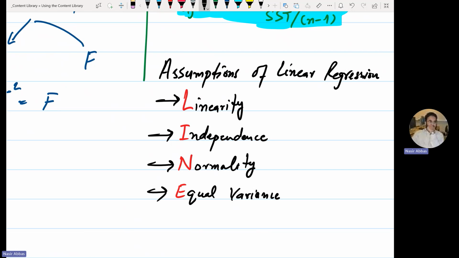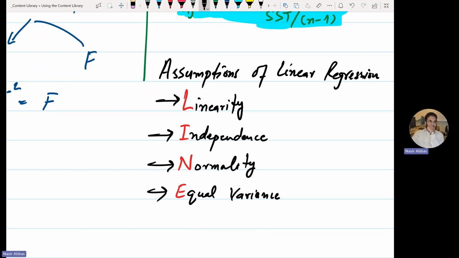And if you want to remember what the 4 assumptions are, look at the starts which I use red color for. Remember the line, but in exam, if you write line, they will give you 0. So remember the line, but remember what L stands for, what I stands for, what N stands for, and what E stands for. Okay.